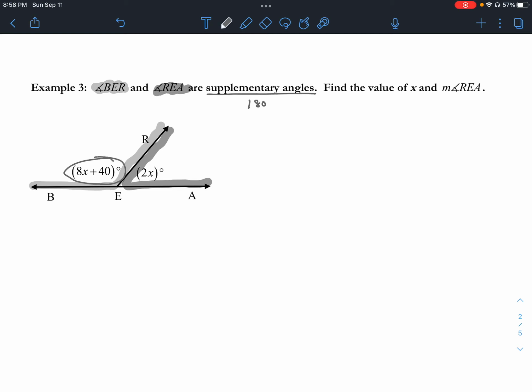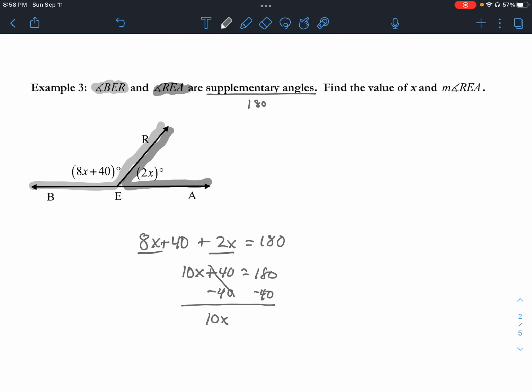So the process, again, we're going to take this angle, we're going to take that angle, we're going to add them together. They should equal 180. So if I take the first one of 8x plus 40, I add the second one of 2x, should get the answer of 180. We can combine these together to give us 10x plus 40. I would subtract 40 from both sides to get 10x equals 140. We divide by 10, divide by 10, and grand total x is going to equal 14.